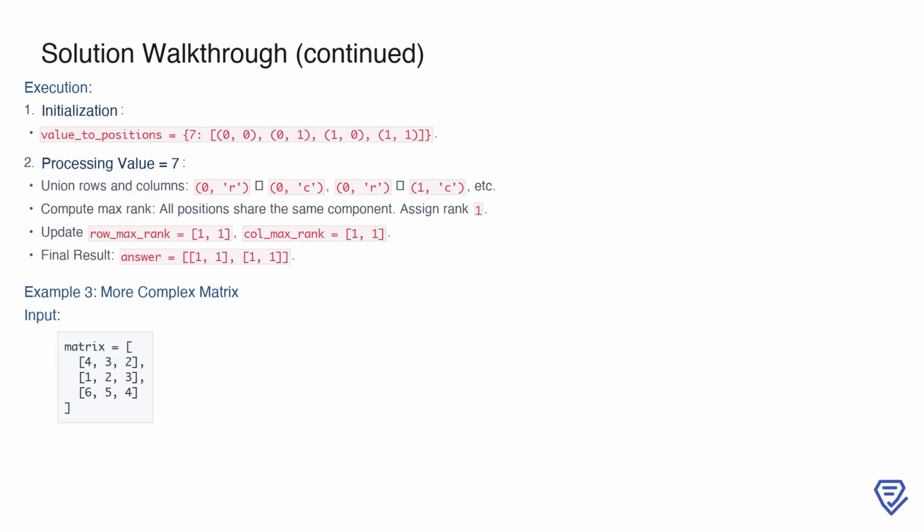In the next example, we consider a matrix where all values are the same. Here, the value 7 is present at all positions. The value_to_positions dictionary groups all these positions under the key 7. Using union find, we treat all rows and columns as part of the same connected component.